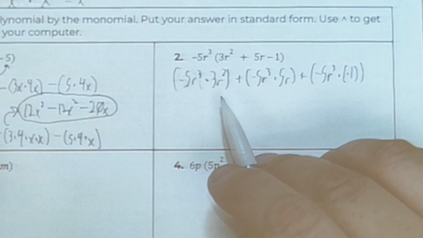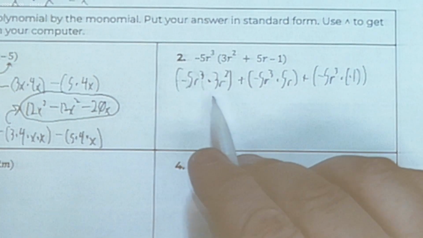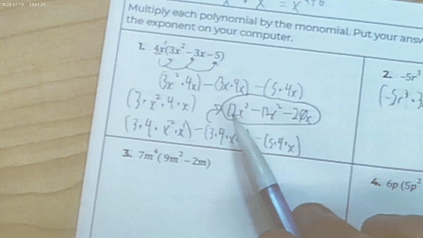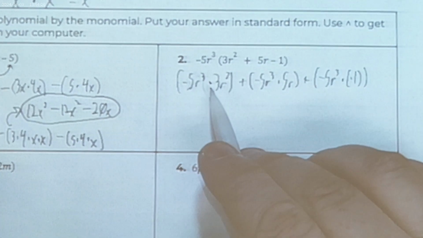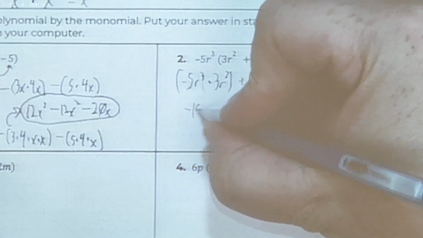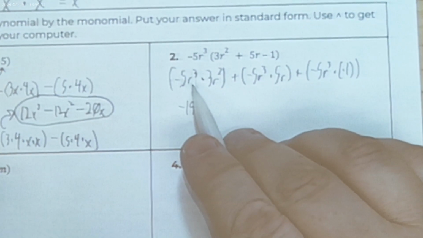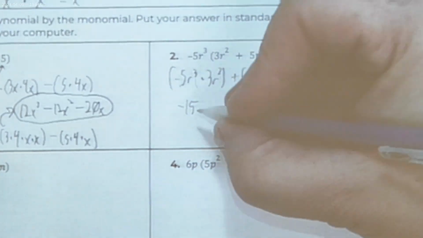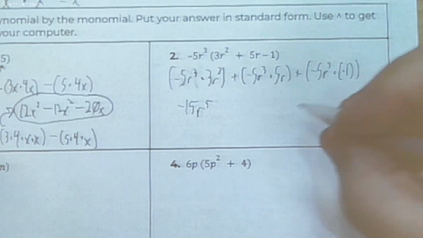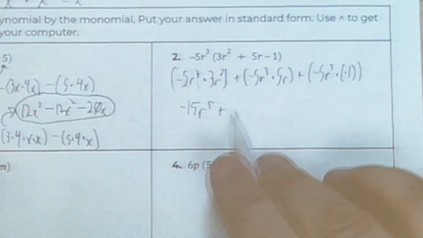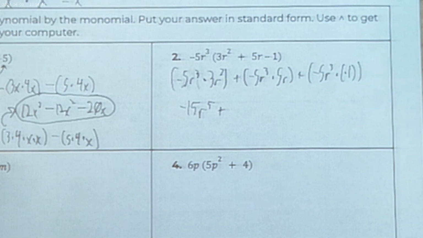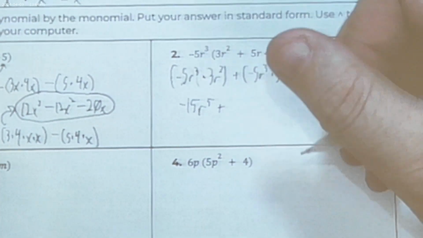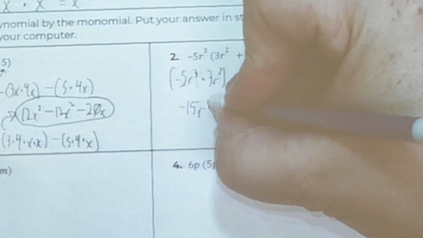So much the same way that we did over here, I'm just going to combine the like terms, but I'm not going to explicitly write it down like I did over here. But I've got negative 5 times 3, which is negative 15. Then r to the third power times r to the second power is r to the 3 plus 2, which is r to the fifth. That's the first term, plus, there's the wall of plus and minus. Negative 5 times 5 is negative 25. So I'm going to turn that into minus 25.